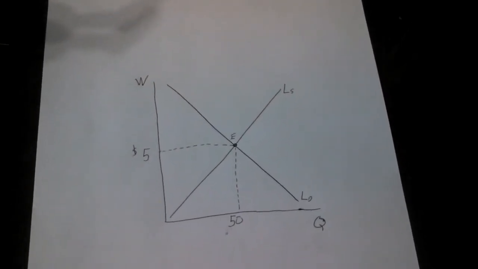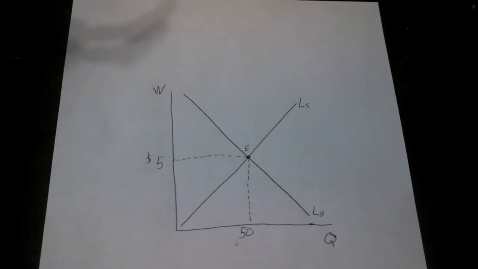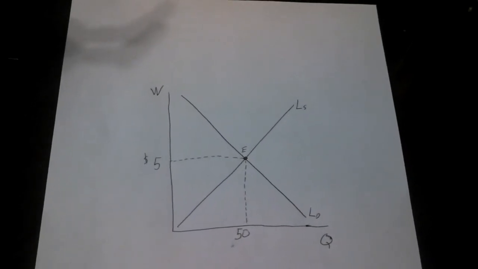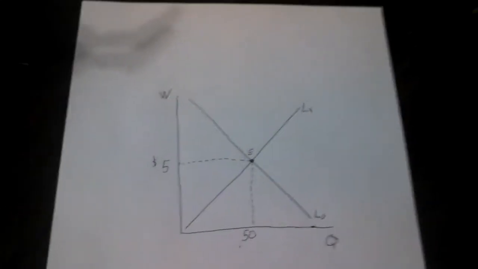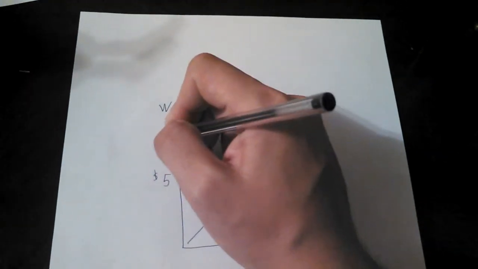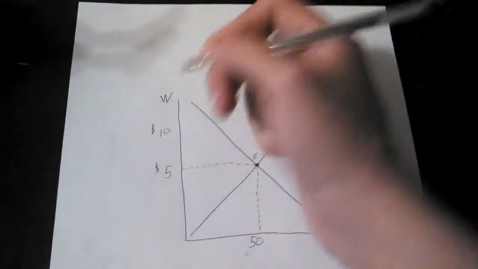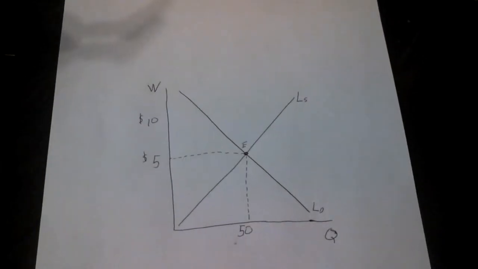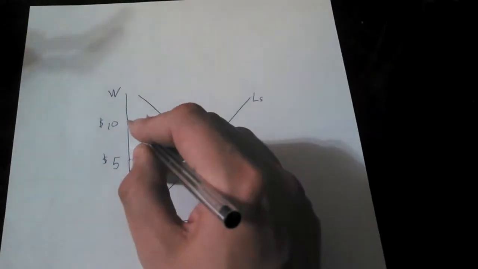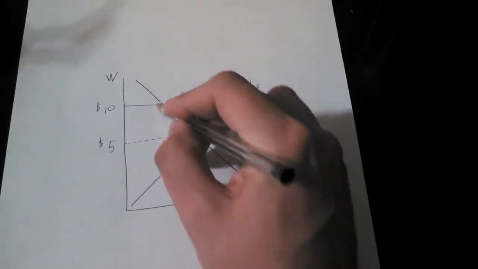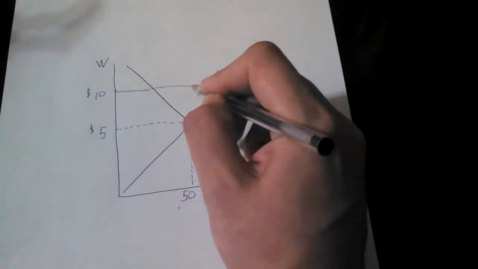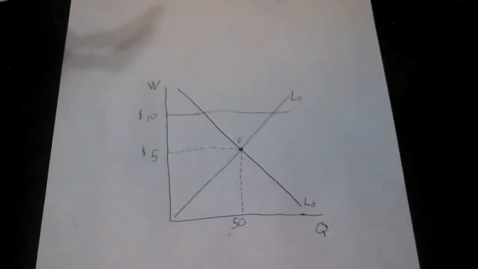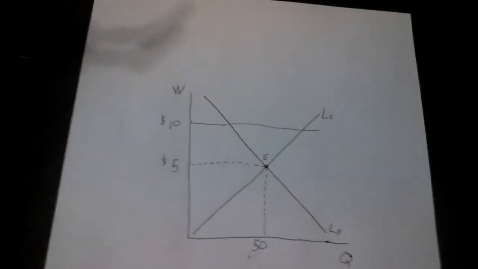So the question here is, what is the effect of an increase in minimum wage to, let's say, $10 an hour? Alright, so to get a look at this, what you need to do is on your graph, draw a line, if I can draw it here. There we go. Not beautiful, but it'll do.